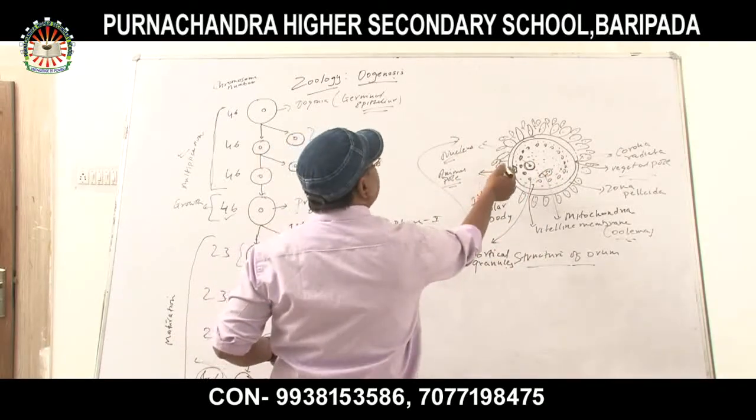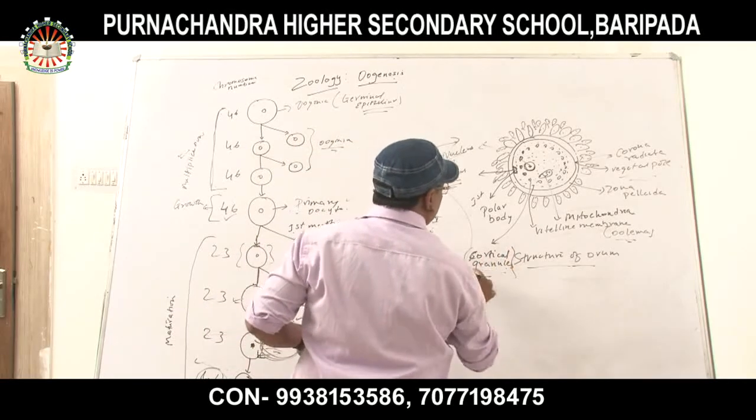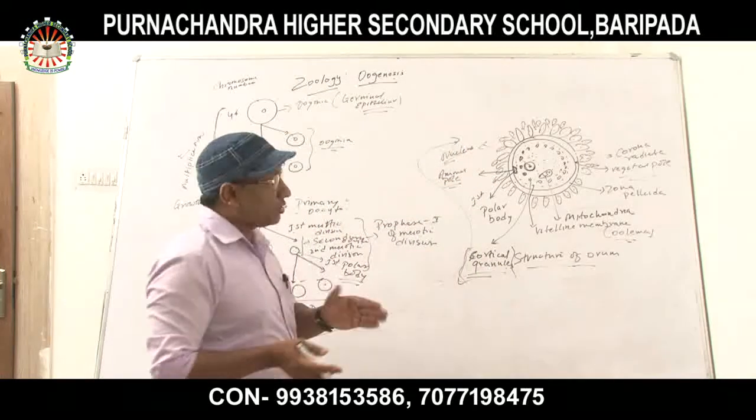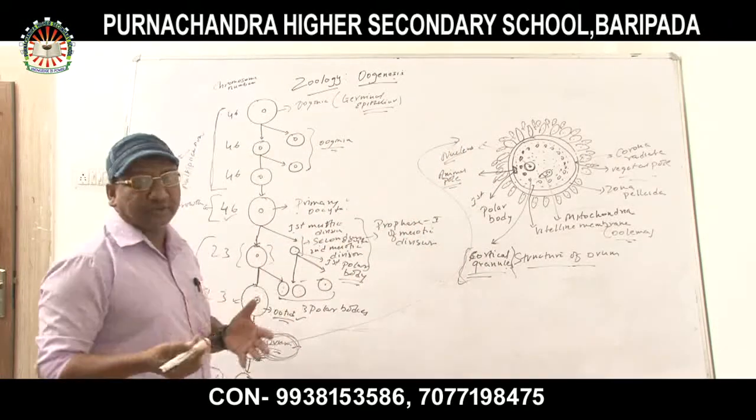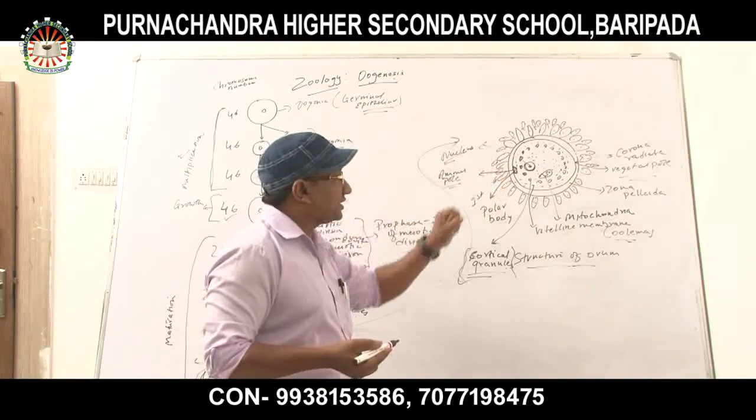So this is the corona radiata. Now cortical granules. You must be asking what cortical granules are, and you will be eager to know what the main functions of cortical granules and the polar body present in the ovum are.